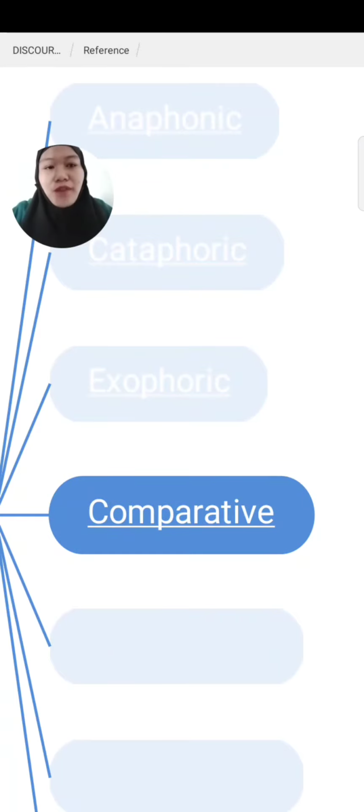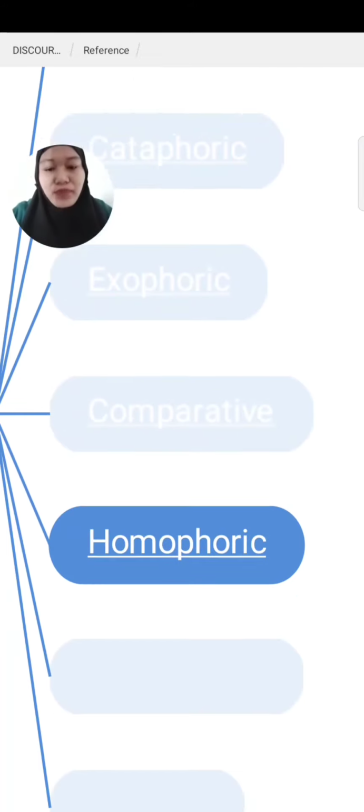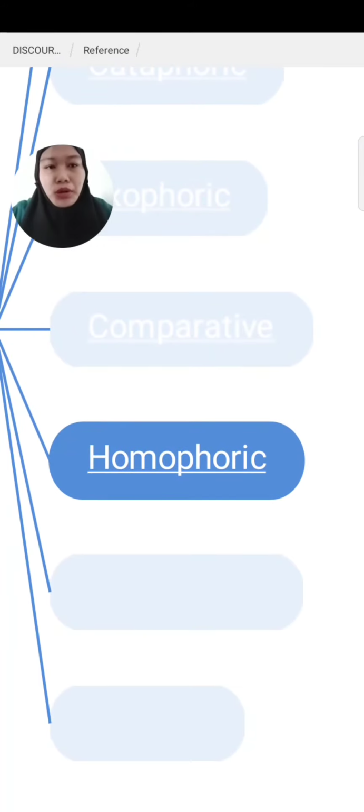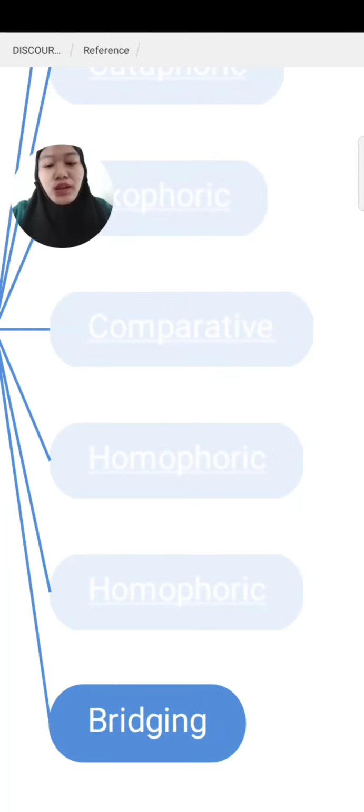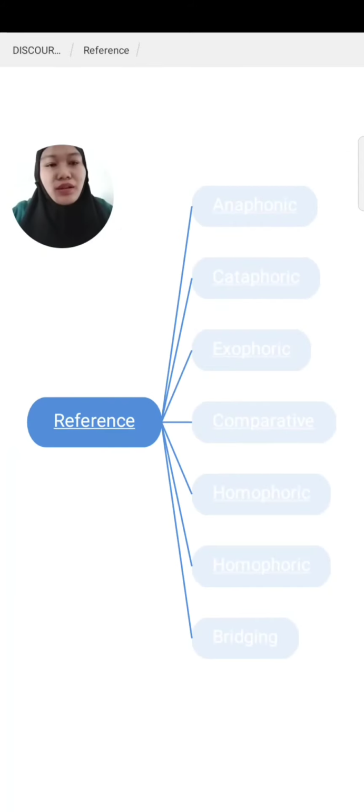Number four is comparative. The identity of the presumed item is retrieved not because it has already been mentioned or will be mentioned in the text. Number five, homophoric, where the identity of the item can be retrieved by reference to cultural knowledge in general rather than the specific context of the text. And the last is bridging, where an item refers to something that is inherently different from the text or situation, that is, something that has to be presumed indirectly.